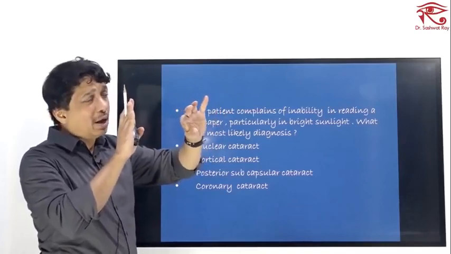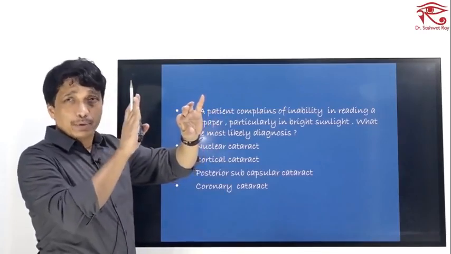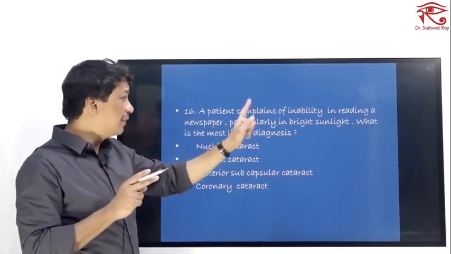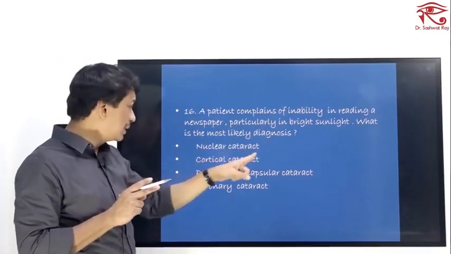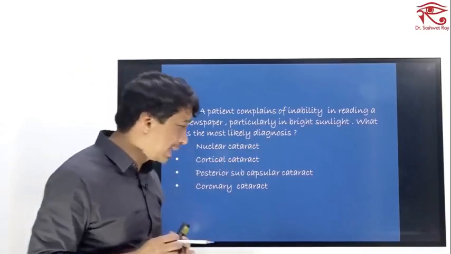Very little light is coming. All of it is blocked by the posterior subcapsular cataract, and that is why these patients have difficulty reading a newspaper in bright sunlight. The answer is C, posterior subcapsular cataract.